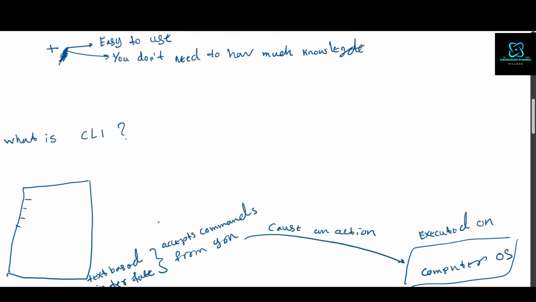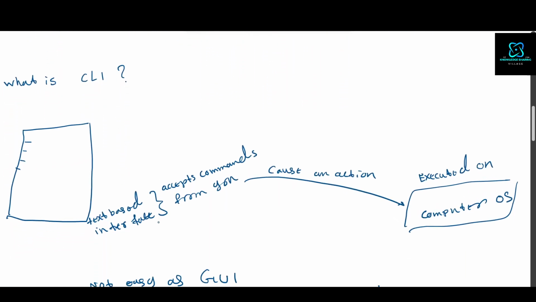The next is command line interface. In the command line interface, you don't have an image or icon. Here you have a text-based interface. This text-based interface basically accepts your command, your input. You write your command in the text-based interface.